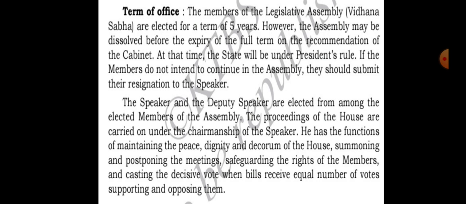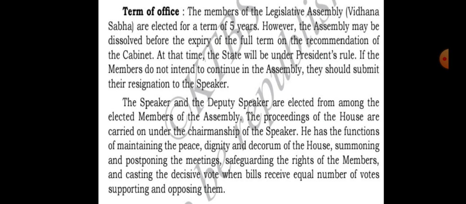If the members do not intend to continue in the Assembly, then also they can submit their resignation to the Speaker. The Speaker and the Deputy Speakers are elected from among the elected members of the Legislative Assembly. The proceedings of the House are carried on under the chairmanship of the Speaker. Speaker has the functions of maintaining the peace, dignity and decorum of the House, summoning and postponing the meeting. Summoning means he can call the meeting, he can postpone the meeting, and he also has the responsibility of protecting the rights of all the members in the Assembly.